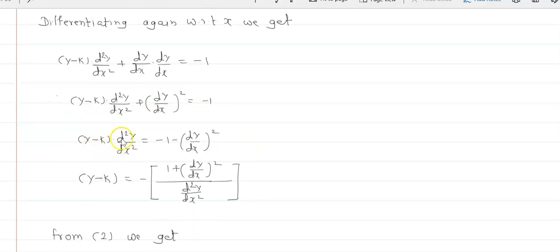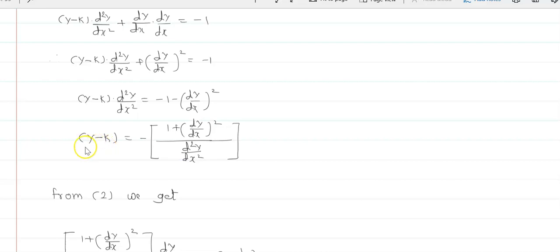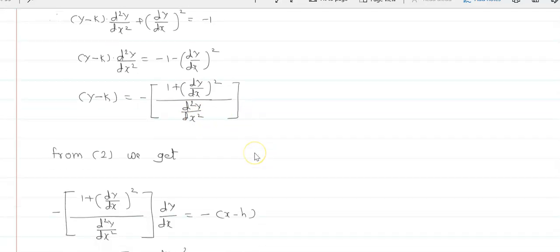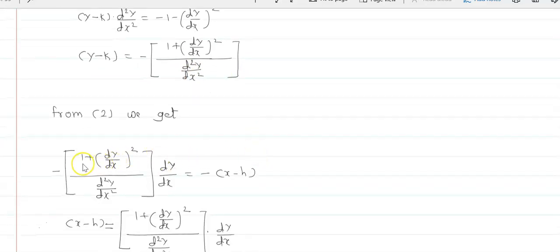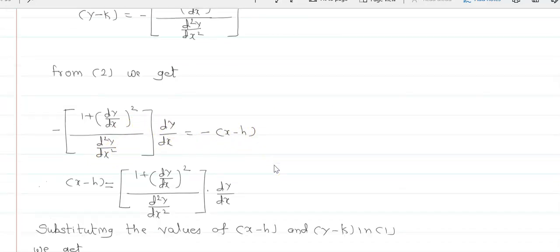y minus k into d2y by dx square is equal to minus 1 minus (dy by dx) whole square. Therefore, the value of y minus k is equal to minus (1 plus (dy by dx) whole square) upon d2y by dx square. Therefore, from equation 2 you will get minus (1 plus (dy by dx) whole square) upon d2y by dx square into dy by dx is equal to minus (x minus h).